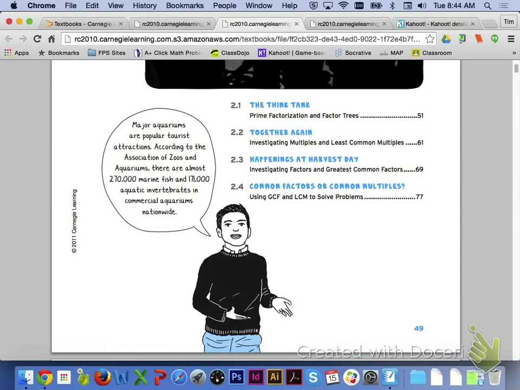We will then investigate multiples and least common multiples, move on to investigating factors and greatest common factors, and finally wrap up Chapter 2 with using GCF and LCM to solve problems.